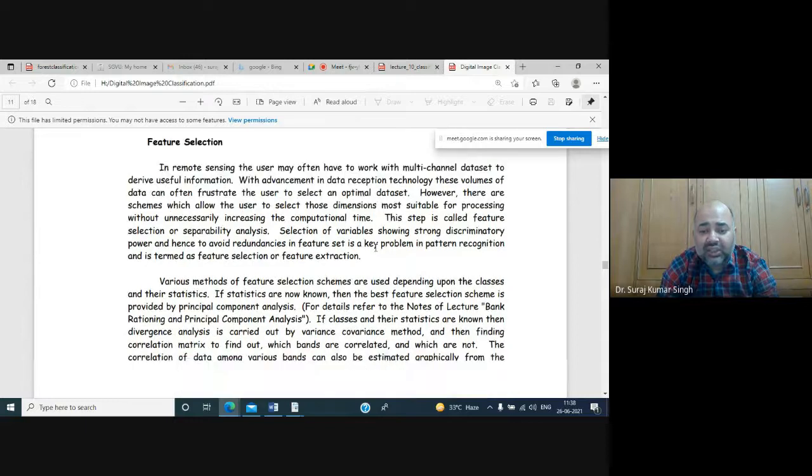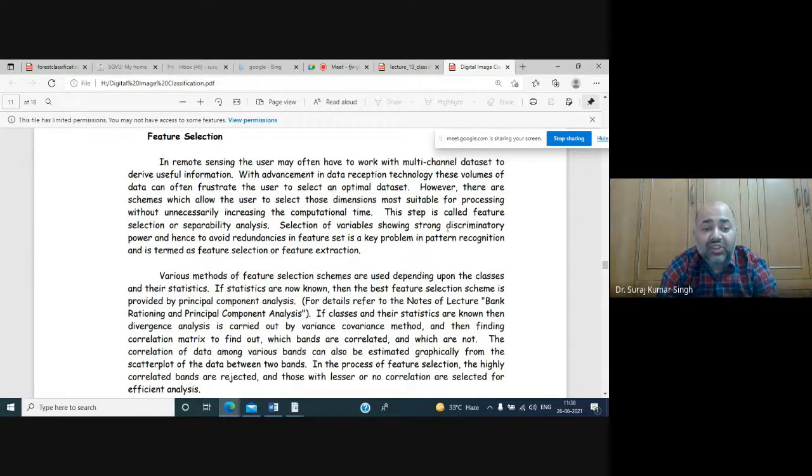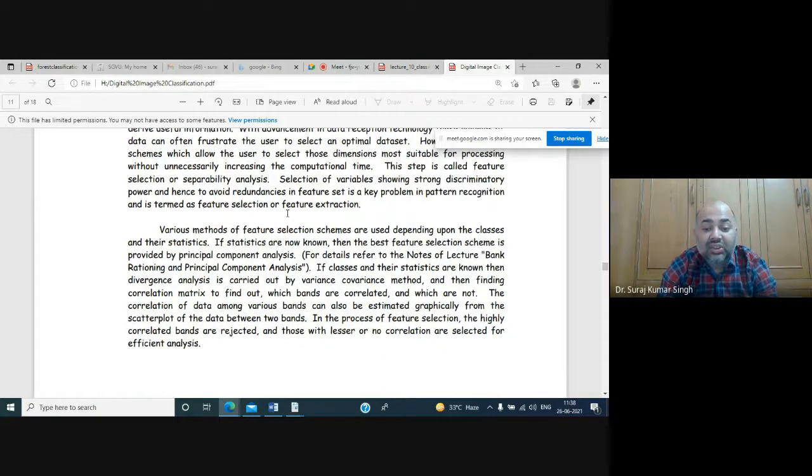And this step is called feature selection or separability analysis, where variables showing strong discriminative powers are selected. Hence, avoiding redundancy in the feature data sets is a key problem in pattern recognition and is termed feature selection or feature extraction.